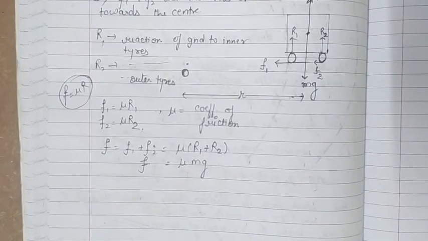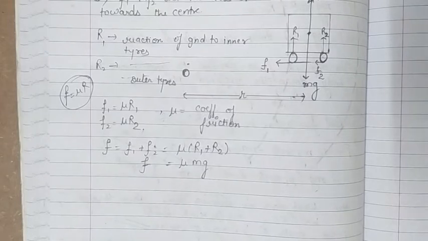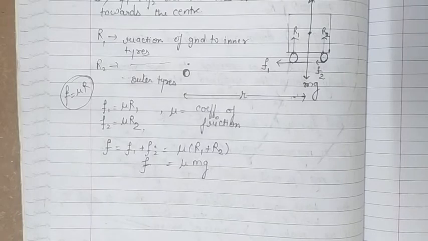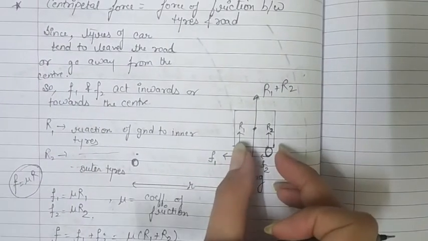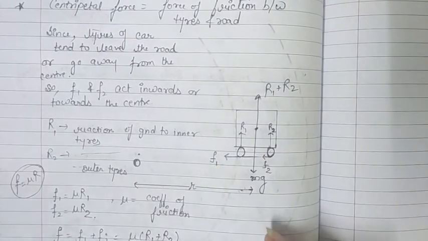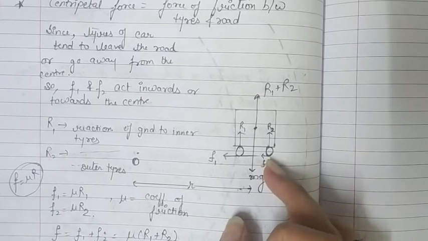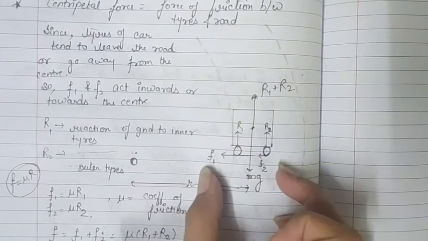Now for the car to stay on the road, the maximum force of friction must be either equal to or greater than the centripetal force. Since the tendency of the car is to go away and the force is acting inwards, which holds it, the friction force is responsible to hold this car towards the center, or to hold this car on the road.